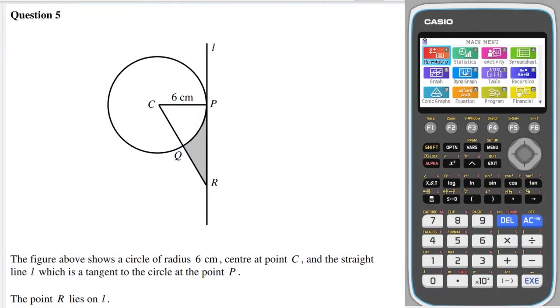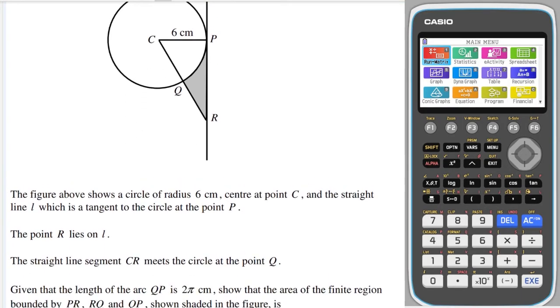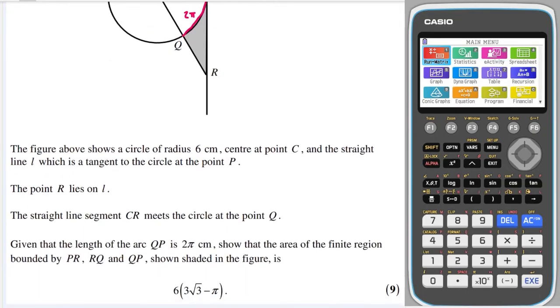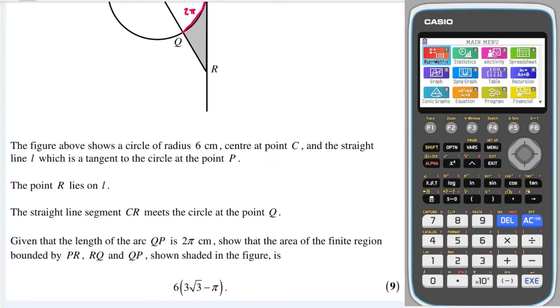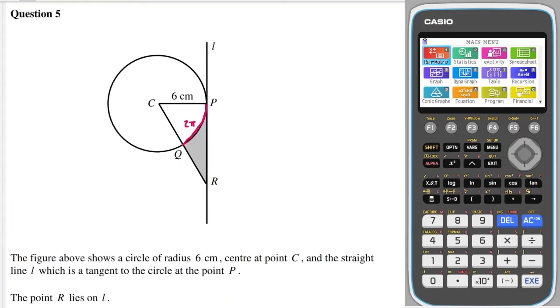Question 5, we have a circle, we have a tangent, and we have a radius, and we have a line going here, and we are told that the arc length in here is 2 pi. So that line there is 2 pi. And we need to basically work out the shaded region.